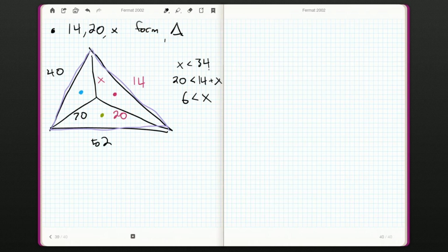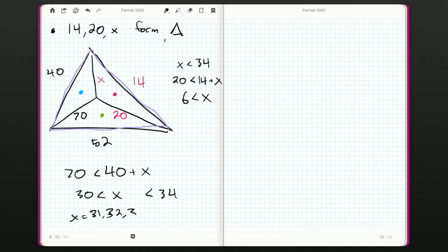Now x is at most 34, so 70 is still the longest length here. So we need 70 less than 40 plus x. That means 30 is less than x. And we know x is less than 34. Now this x being less than 6 doesn't really matter. I don't really care about it anymore. But this gives us possibilities. x can be 31, 32, and 33. So we have 3 possibilities.